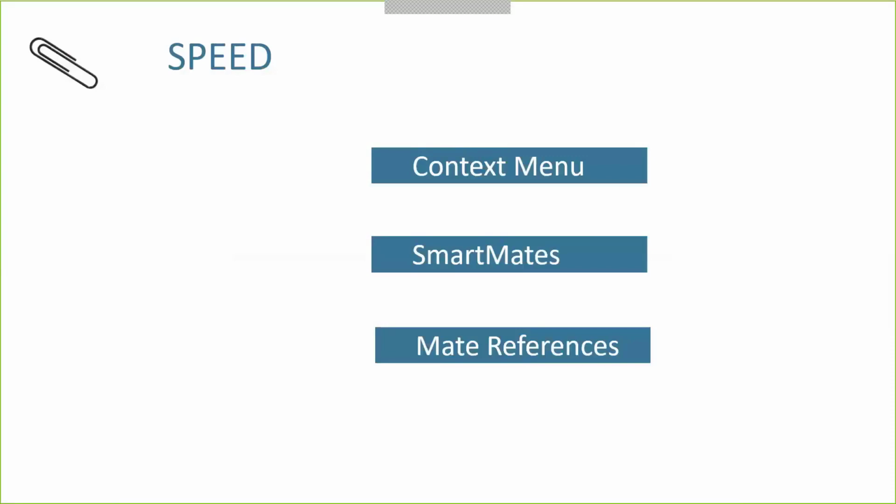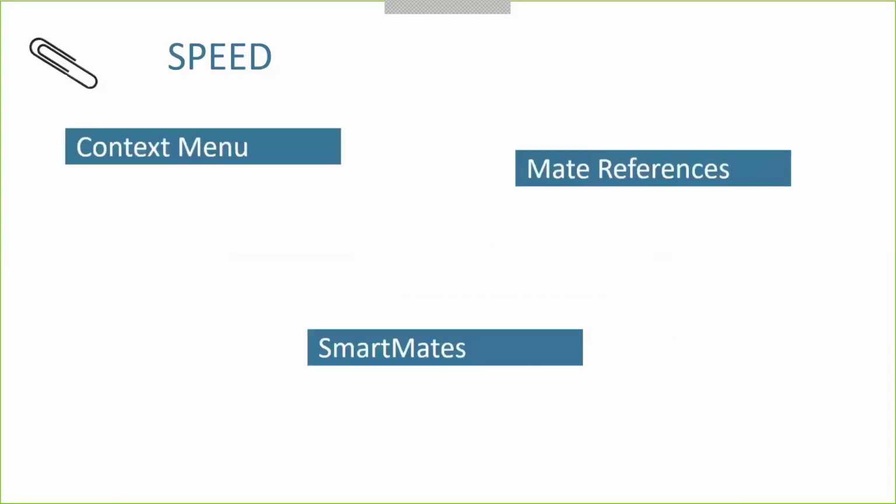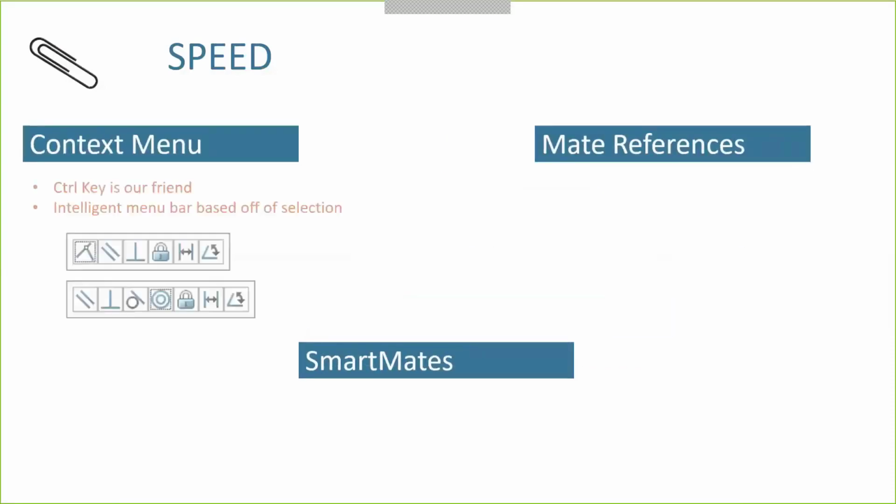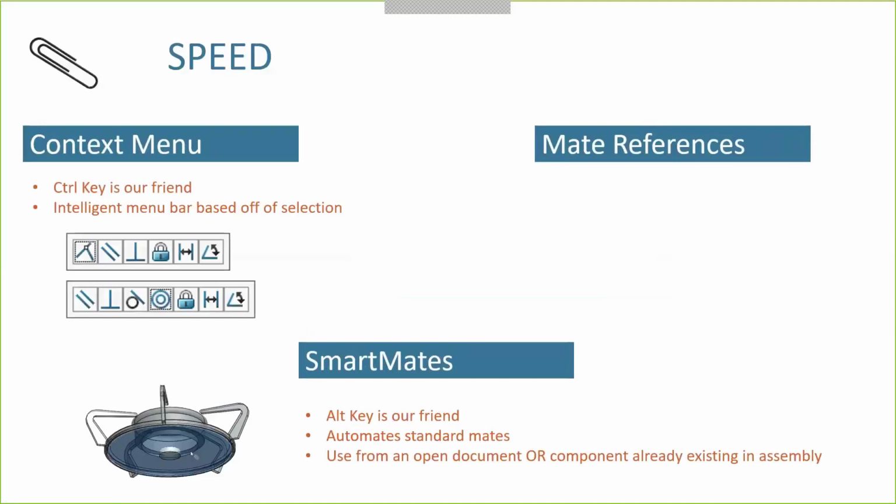All right, so there's three options for adding in those standard mates. The context menu, where we utilize the control key to pre-select our faces, and then the menu bar pops up with options based off of the selections that we chose. Smart mates automate those standard mates. We can either do it with the open document as we drag it in, or use the Alt key if the component is already in the assembly and drag those into position. The nice one there is that peg and hole option where we can do the two mates at once.